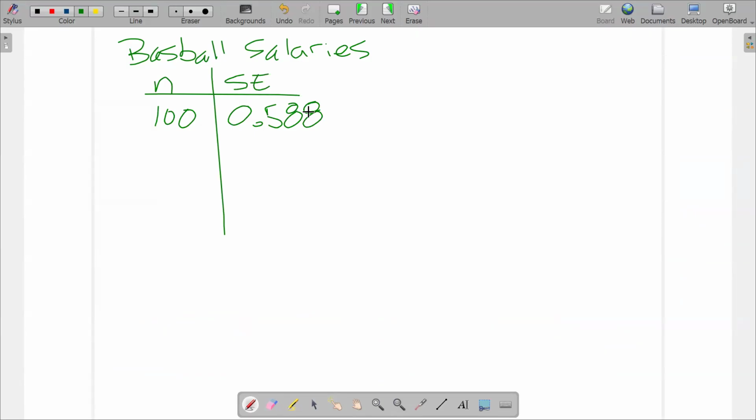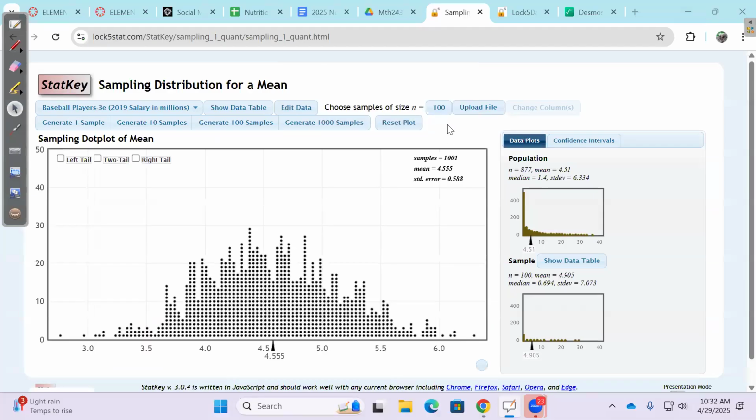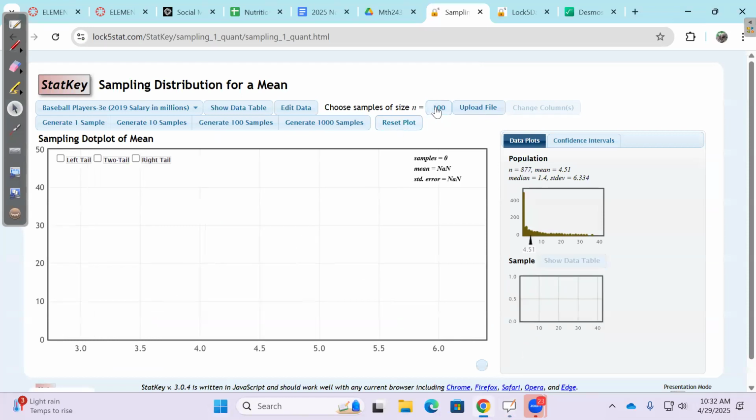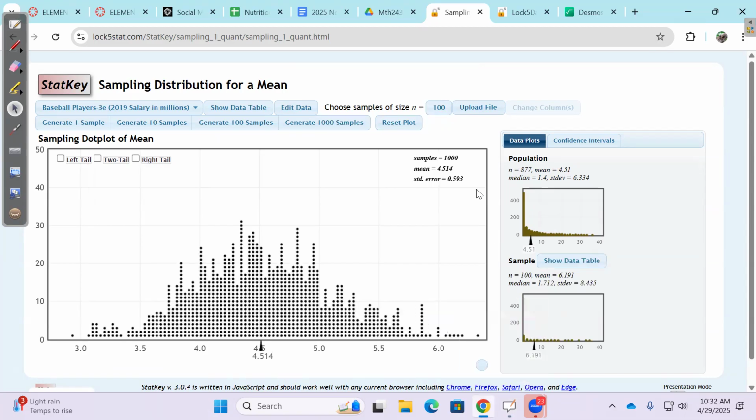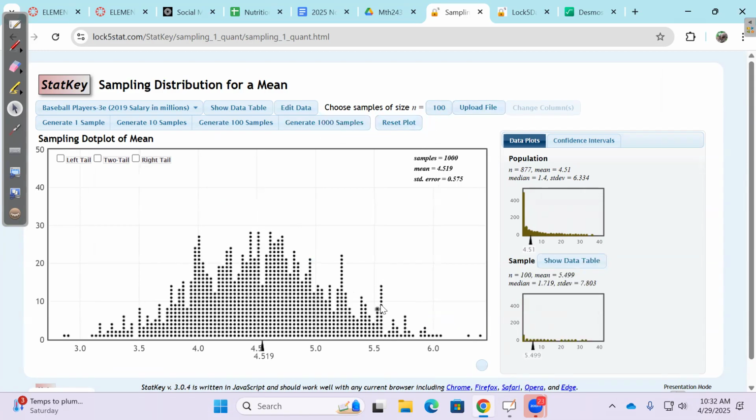Okay. I'm going to do it again, to make sure I get a number similar to that. So I'm going to reset the plot. I'm going to keep it at size 100, and just generate another 1,000. This time the standard error is 0.593. It's in the ballpark to 2 decimal places. I do it again, generate 1,000 of them, 0.575, in the ballpark. Okay, so I'm going to stick with what I had a minute ago.